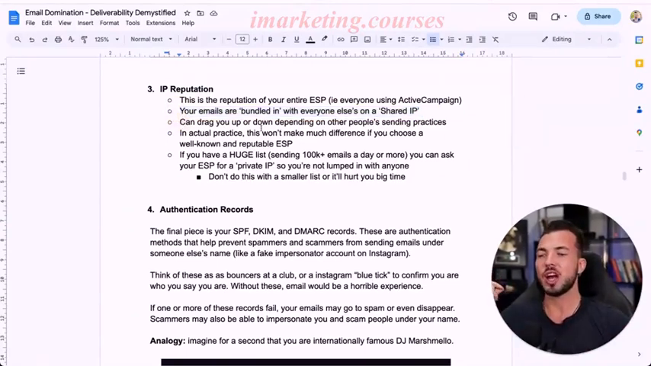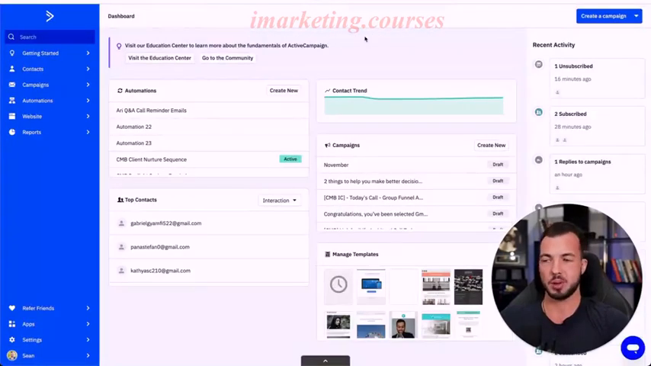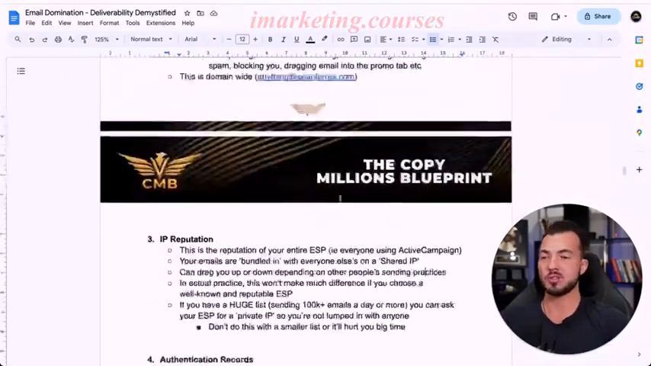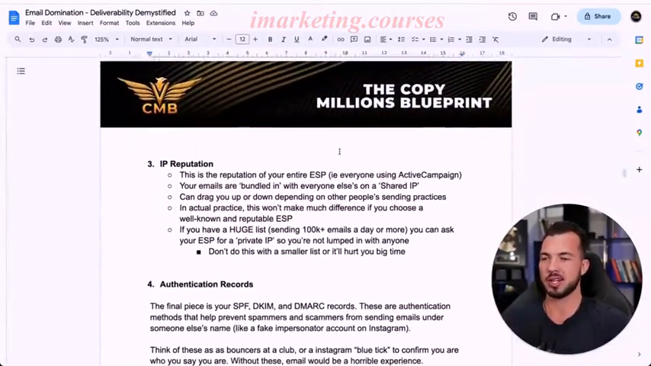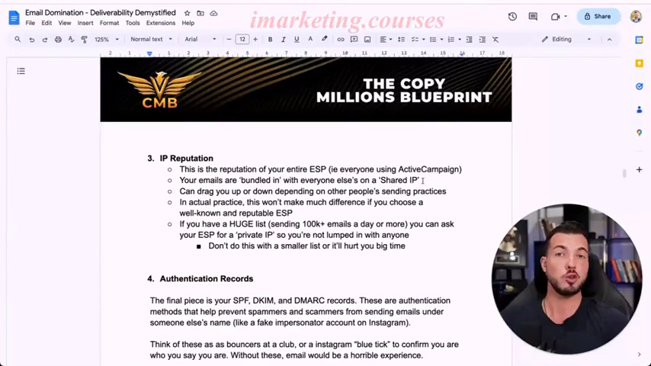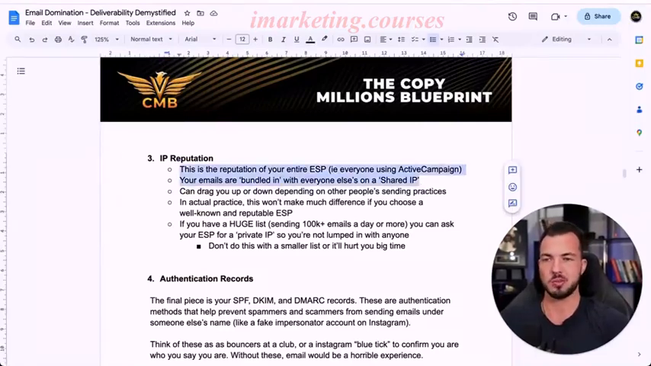Now, depending on the other people's behavior, as you can imagine, this can actually drag everyone up or down, depending on other people's sending practices. So imagine if there were a bunch of scammers who are using ActiveCampaign. Probably not, they'd probably get kicked off pretty quick. But let's say I was doing everything right. I was following all this stuff to a T, all the best practices, best list hygiene. I'm one of the good guys. And I'm, let's say, 1 out of 100 people who are on ActiveCampaign. Okay, keep it simple. Imagine if all other 99 of them didn't care. They were just scamming people left and right, sending the most atrocious, horrible, spammy emails.